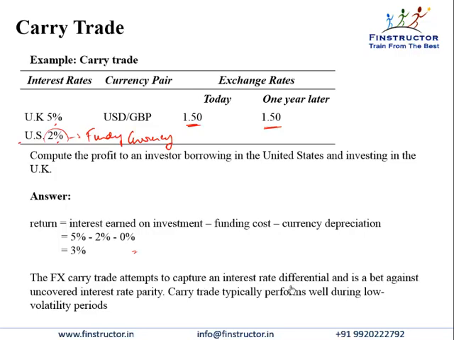So an FX carry trade attempts to capture an interest rate differential and is a bet against the uncovered interest rate parity. The uncovered interest rate parity says that the expected spot rate will move according to the forward rates, or the UK or the British pound will depreciate. The carry trade argues it won't happen, because we are not expecting the actual currency to be any different 1 year later. Of course, there are risks in this trade.